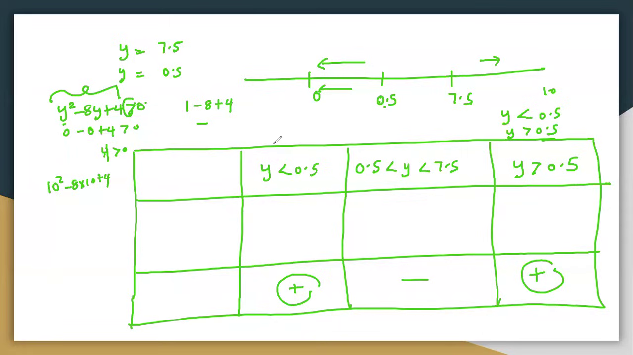Shadow says yes, got it. Others, are we on the same page? Yes, okay, perfect, since we have got it.